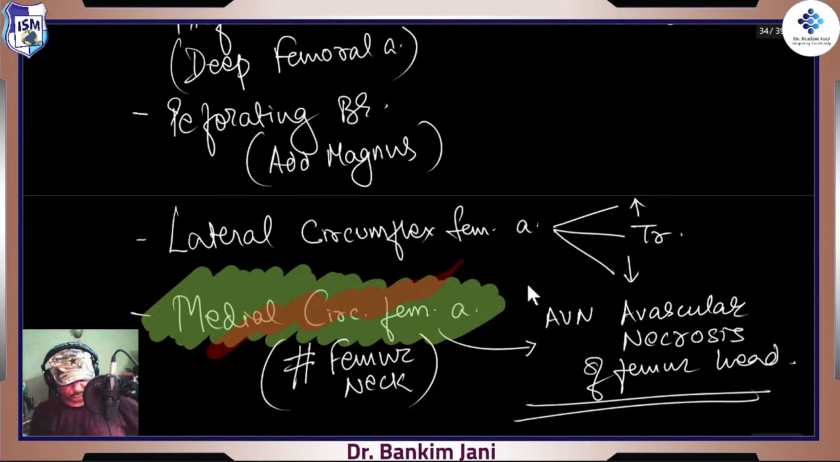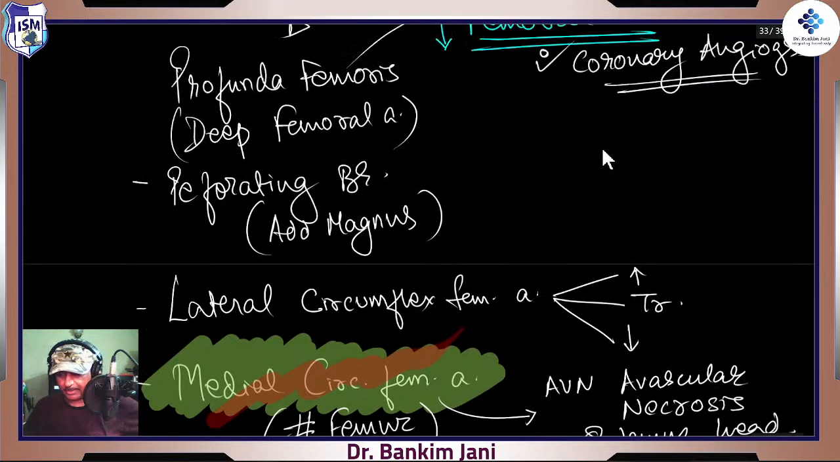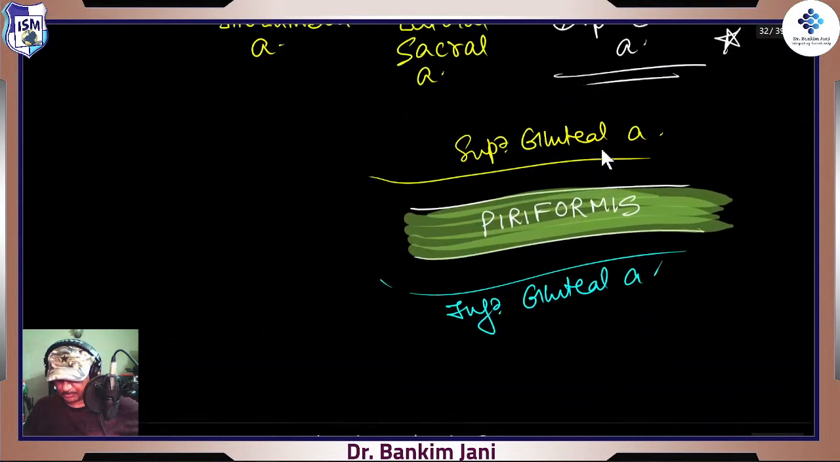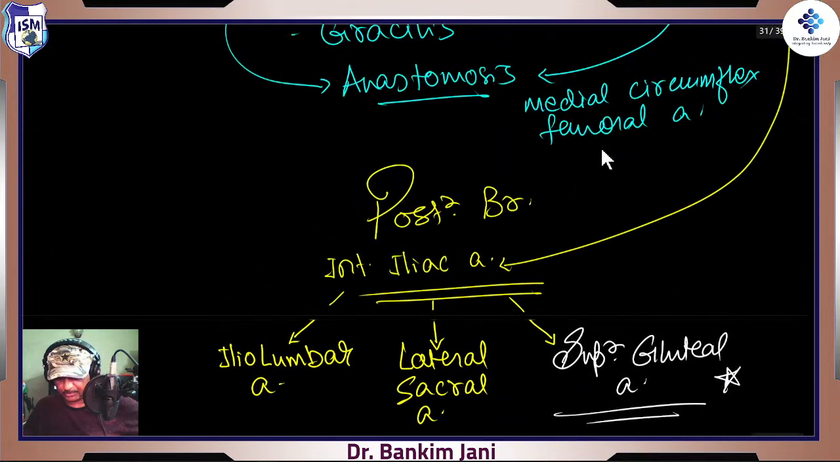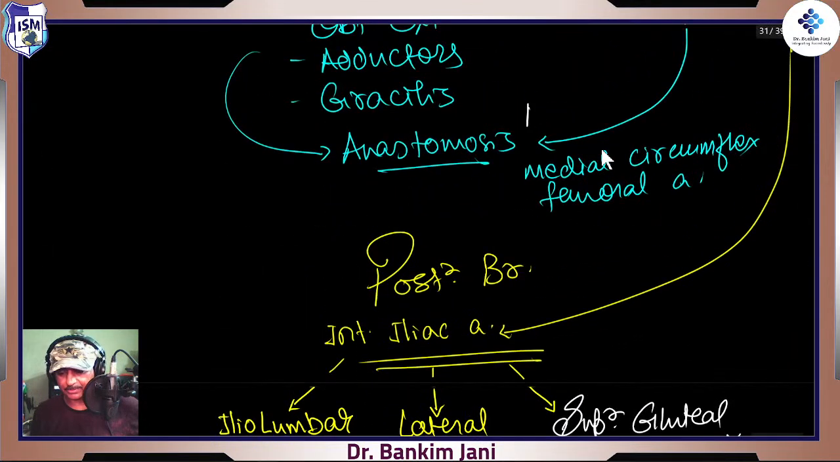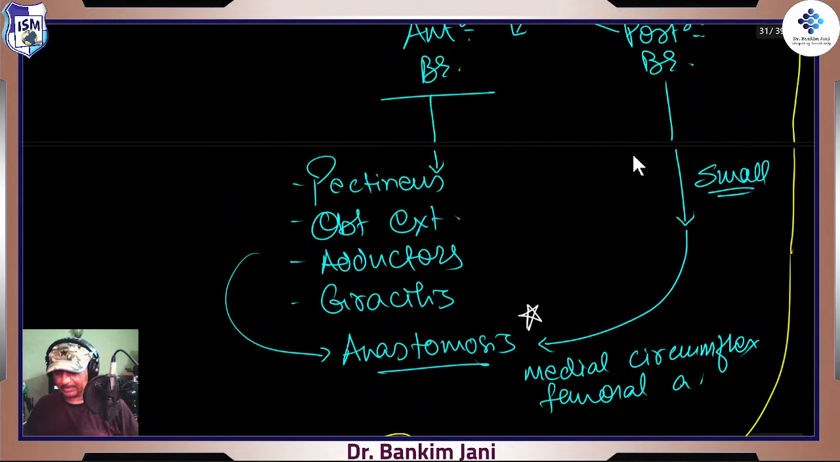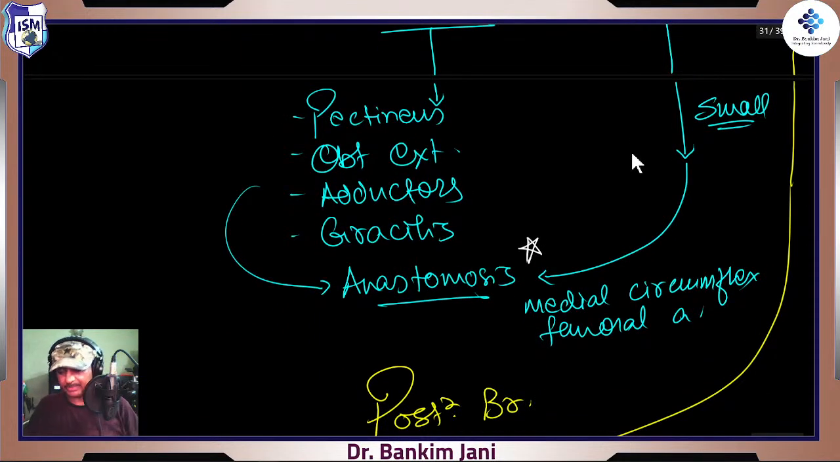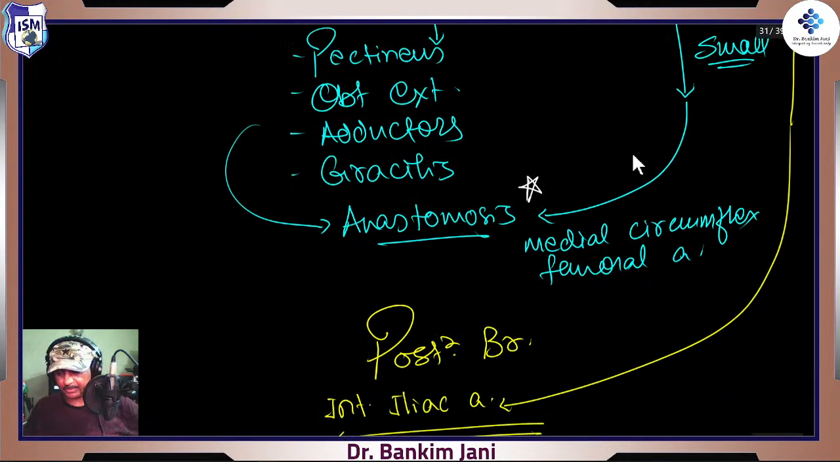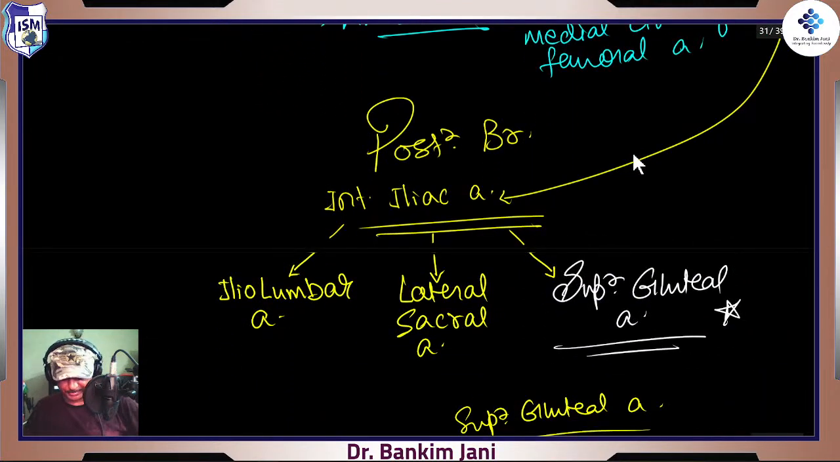Okay, so do remember this medial circumflex femoral artery. And you know, this was the reason for this anastomosis. See, now you know it. But in case anything goes wrong to it, there might be another branch which will be at least supplying the head of femur so that there is no avascular necrosis. So that's why that rich anastomosis plays an important role. Okay.